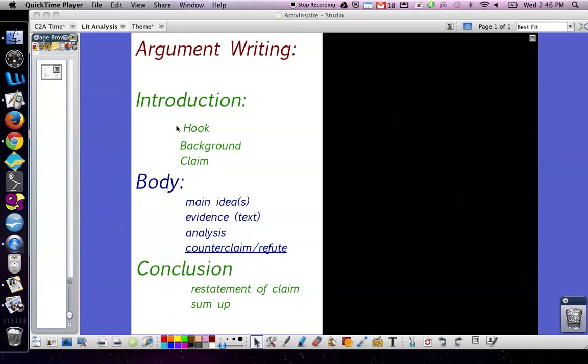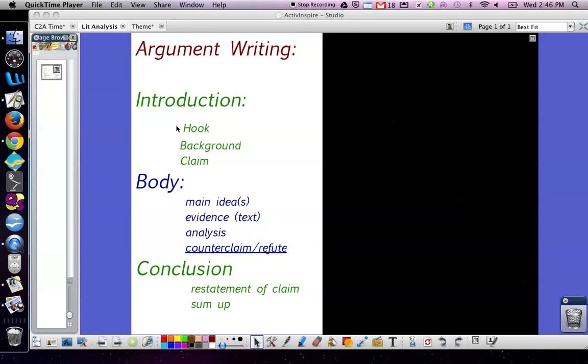Hi, today we're going to talk about literary analysis writing versus argument writing. We've already been talking in class about argument writing, and we've determined that there are three parts to any argument essay. The first part is your introduction. In your introduction, you typically have a hook, you have background information, and most importantly, you have a claim. You're telling your reader what you believe and maybe a little bit of why you believe it.